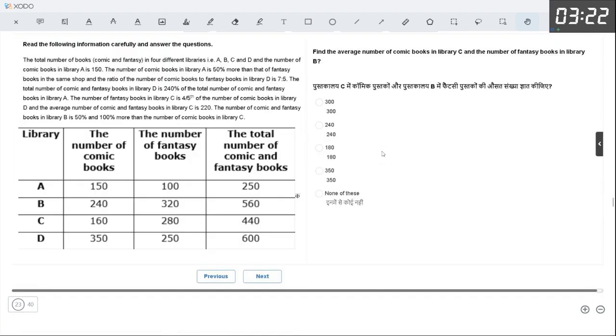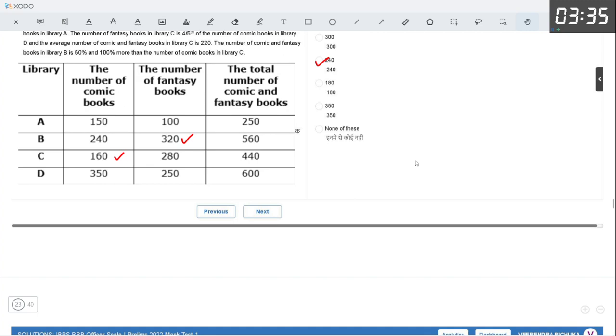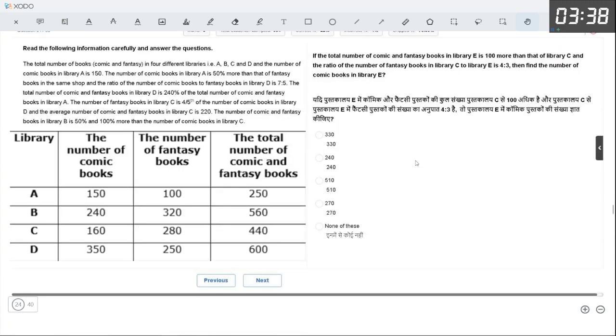Average number of library C. Comics books in library C is 160. The fantasy books in library B, 160 plus 320 is 480. 480 half means 240. No need to put pen on paper. You can solve easily. Don't worry about these questions. Last questions are always three-line questions.